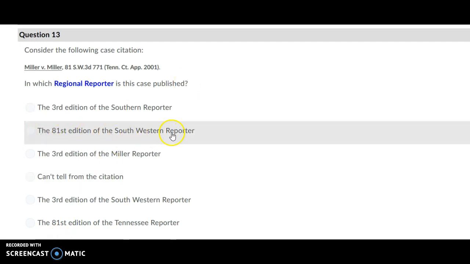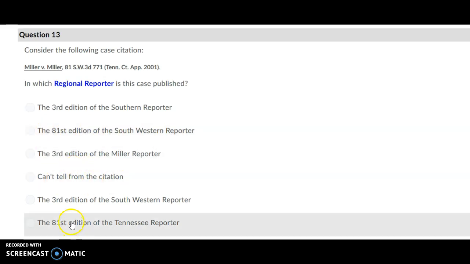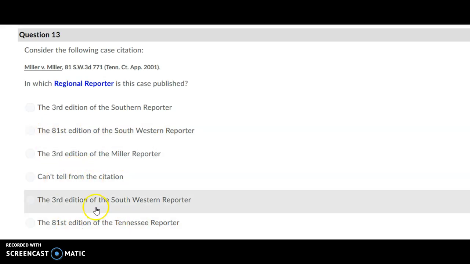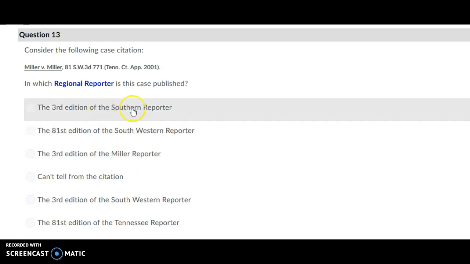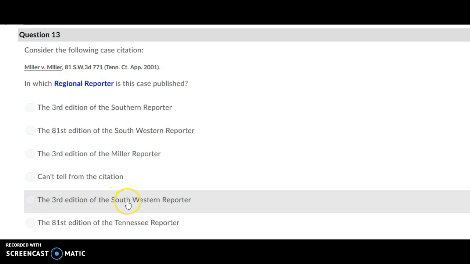So right from there, we can eliminate this answer, we can eliminate this answer, and eliminate this answer. So we have the 3rd edition of the Southwestern, the 3rd edition of the Miller, or the 3rd edition of the Southern. So we see here Southwestern. So the correct answer would be the 3rd edition of the Southwestern Reporter.